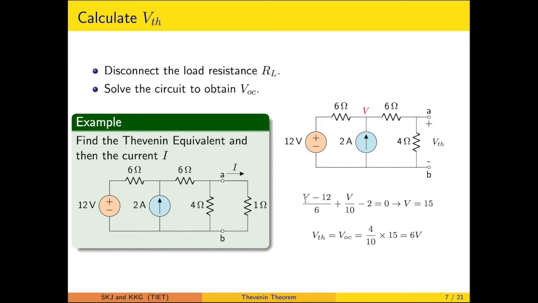So this is the nodal equation: (V minus 12) upon 6 plus V upon 10 minus 2 is equal to 0. That leads to V equal to 15 volt. Once that is calculated, VTH is obtained as 6 volt.